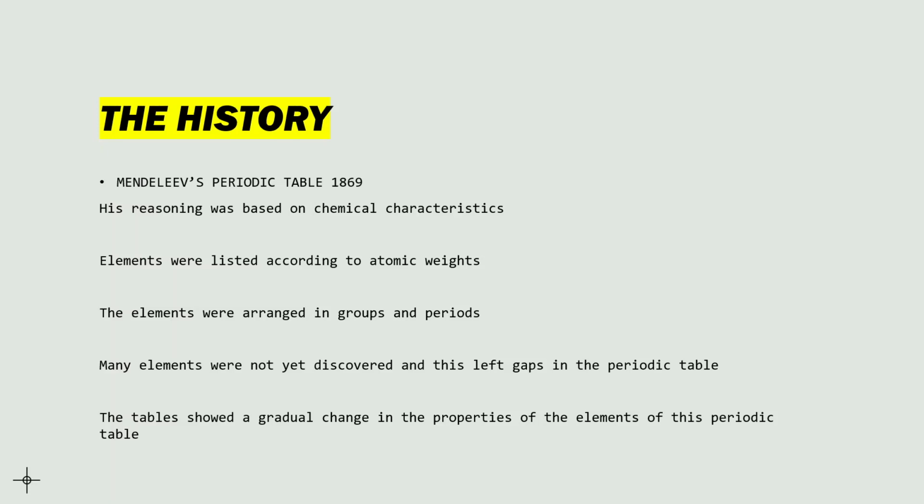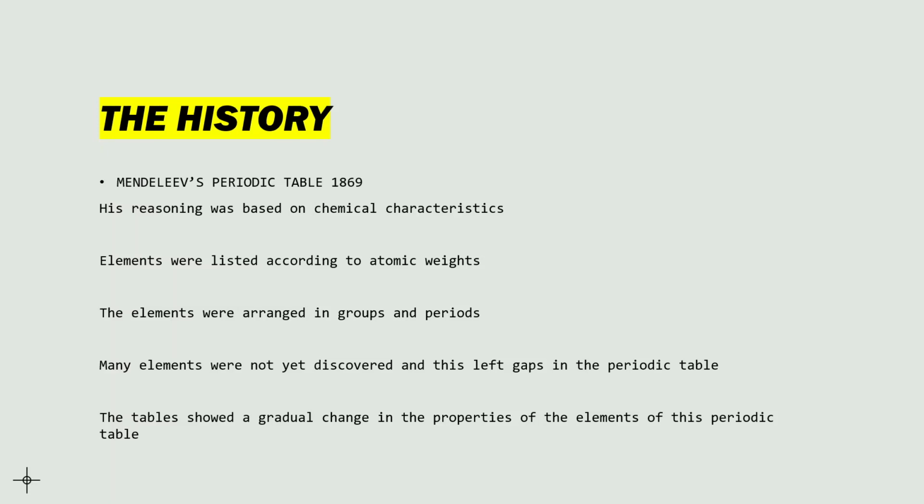Let's look at Mendeleev's periodic table, 1869. Now this one brings us so much closer to where we are today. But it took his second attempt at this periodic table to develop. It was the second attempt that helped us form the modern periodic table. Okay? Not the first one, the second one. So his reasoning was based on the chemical characteristics. Elements were listed according to their atomic weights. The elements were arranged in groups and periods. And as you look at our periodic table today, they also have groups and periods. Okay? The groups are the columns, the vertical columns, and the periods are the horizontal rows.